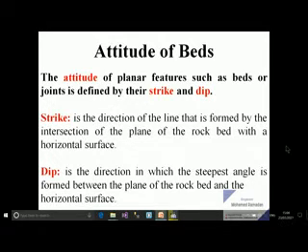The attitude of planar features such as beds or joints is defined by their strike and dip. Strike is the direction of the line that is formed by the intersection of the plane of the rock bed with a horizontal surface. Dip is the direction in which the steepest angle is formed between the plane of the rock bed and the horizontal surface.